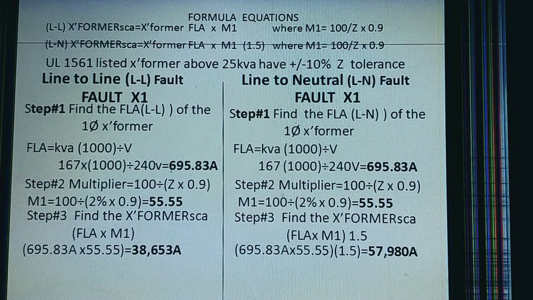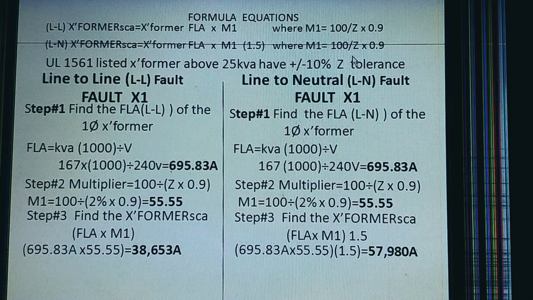fault current in this system is a little bit higher than the line-to-line or phase-to-phase fault current at the terminals of the single-phase center tap, assuming that the neutral conductor is the same as the line conductor. That is the reason why we have this 50% additional here. And now, what is this 0.9? Where did it come from here?